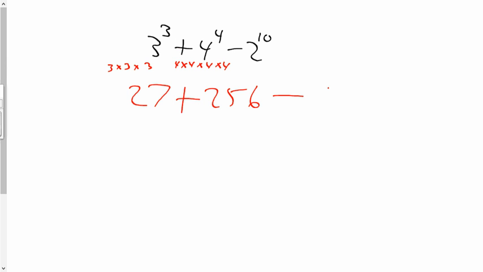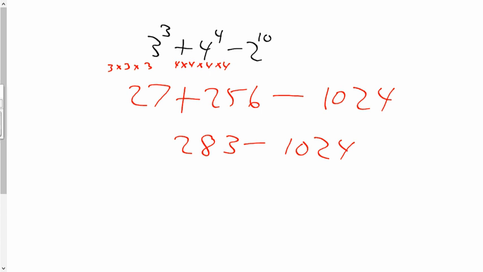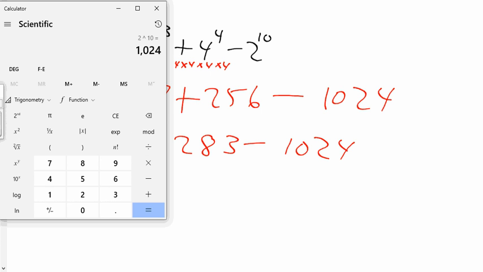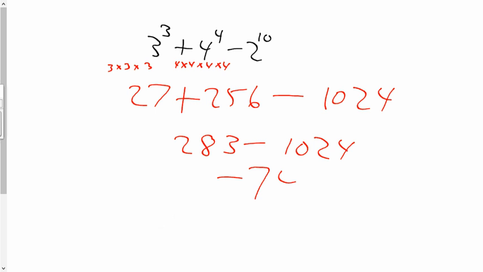So take away 1024. This is going to be 283. Take away 1024. Fortunately for us, we can use a calculator because that's one of those questions I don't want to think about Monday morning. And we get -741.